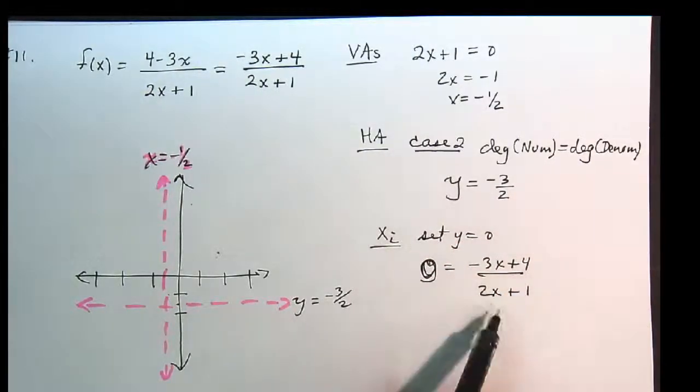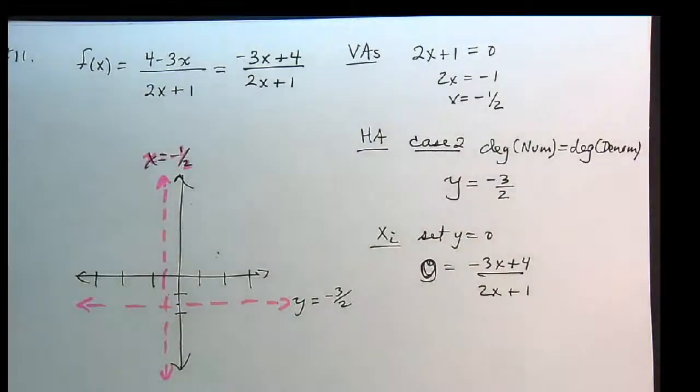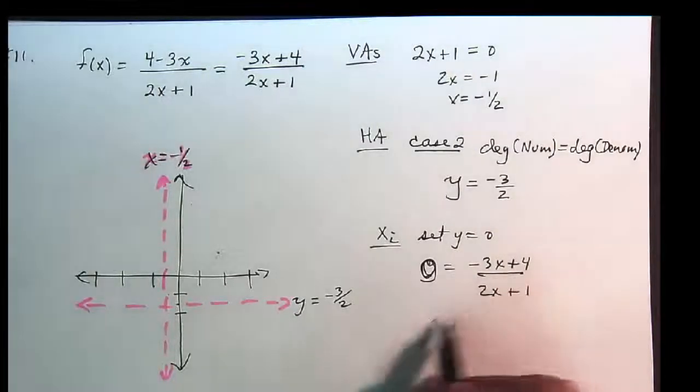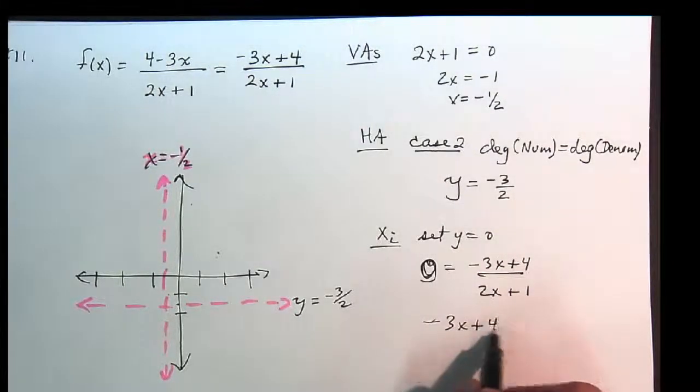And you can see if you cross multiply, this bottom goes away. And what you're essentially looking for are the zeros of the numerator. So to find the x-intercepts, you're pretty much looking for the zeros of the numerator. What makes this top equal 0?